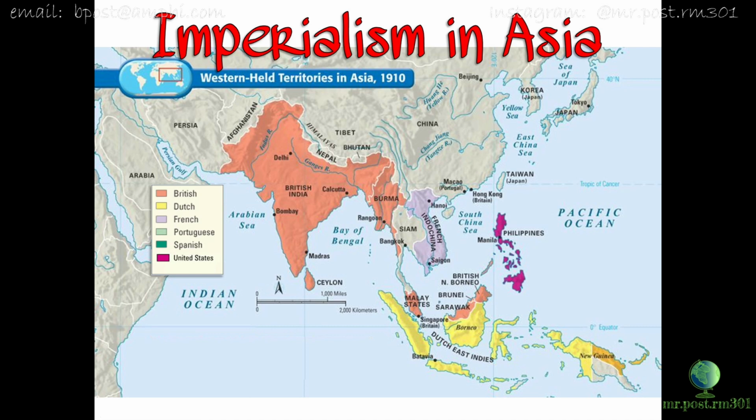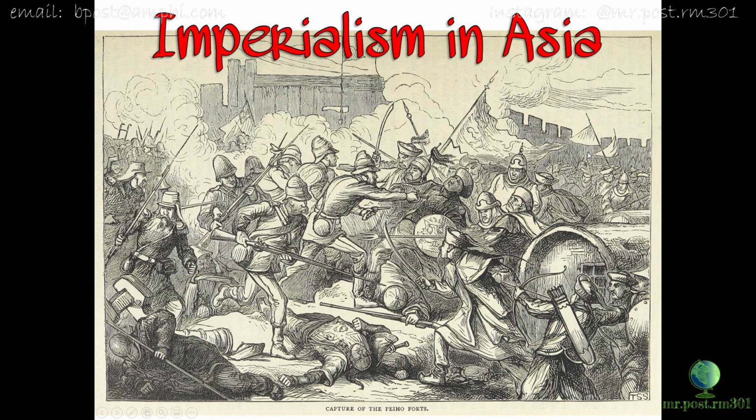It was a huge country with a large population, but they still had issues with these Western nations, and we'll go into that in a minute. Japan also, while never directly occupied, was forced to do business with Western nations, and we'll get into that as well. So let's look at imperialism in Asia.